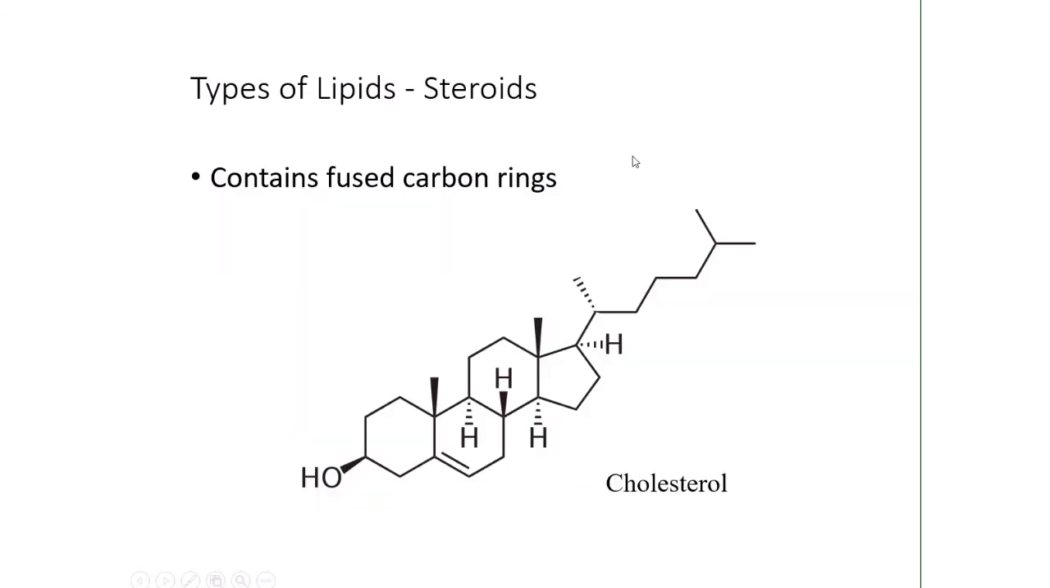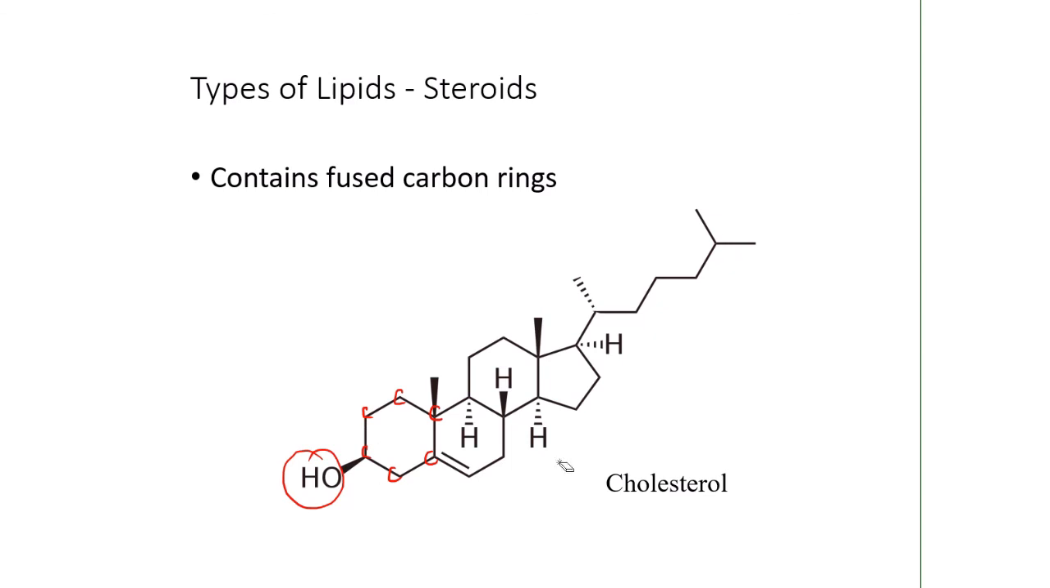The last type of lipids that we are going to look at would be steroids. Steroids belong to a group of fats that contain fused carbon rings. So this is cholesterol. Cholesterol is an example of a steroid. Each of these rings, the corners of the rings actually represent a carbon atom. So there's 1, 2, 3, 4, 5, 6 carbons here, fused with another carbon ring. There is an OH group, right? So that's considered an alcohol.